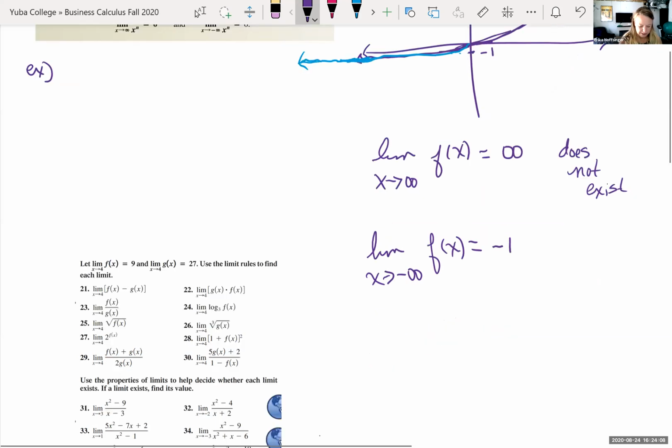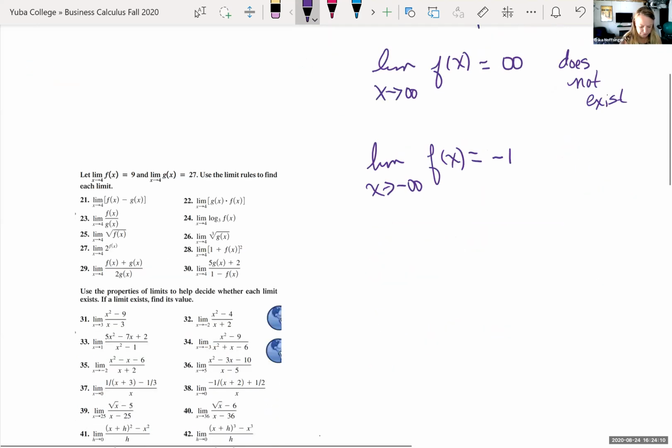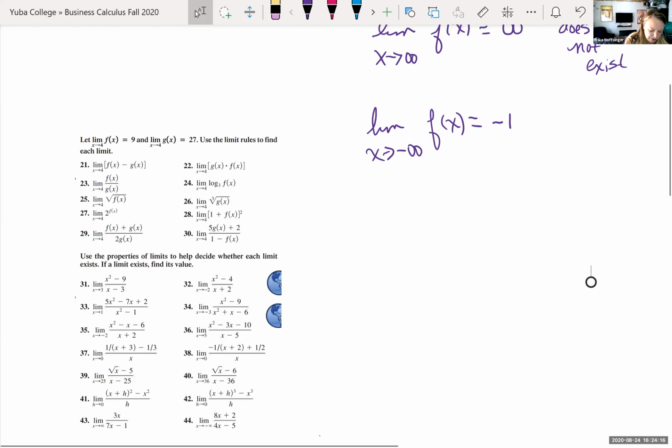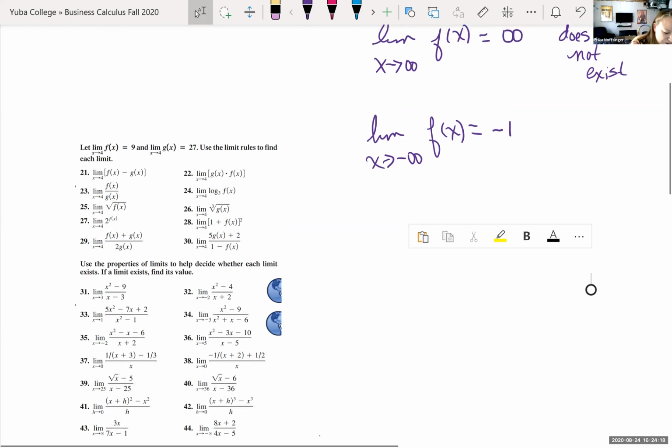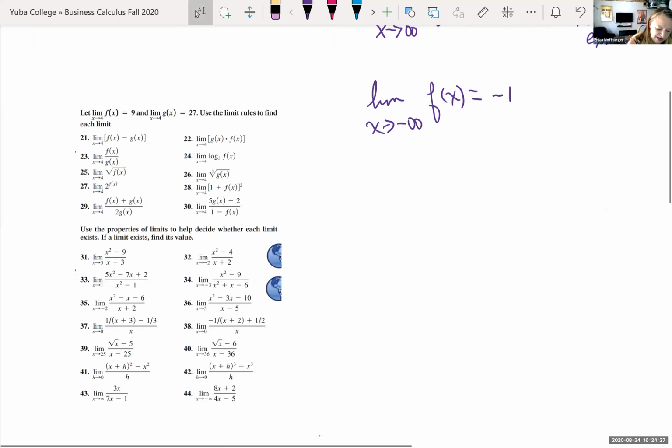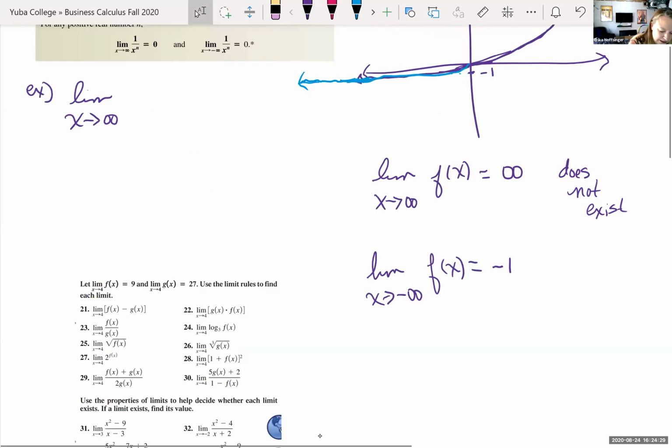Okay, so I'm going to pull an example. How about the limit as x is approaching infinity of 3x all over 7x minus 1.